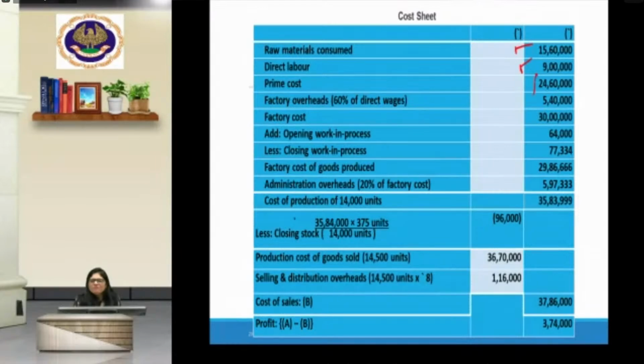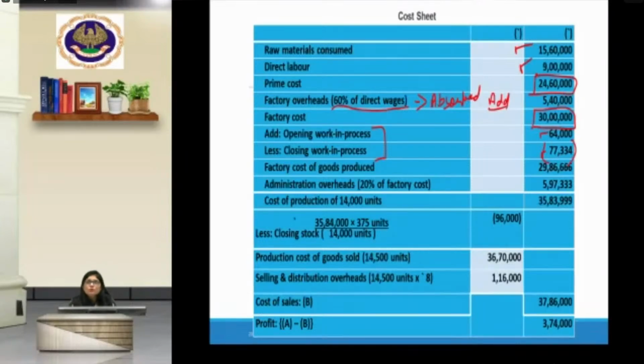We get the first landmark, prime cost. We add the factory overheads to the prime cost, 60% of direct wages. We include the absorbed ones. Clear? So absorbed factory overheads. Then we get the factory cost. Then we add the opening WIP and deduct the closing WIP. It's given in the question. Closing we always deduct. Opening we always add.